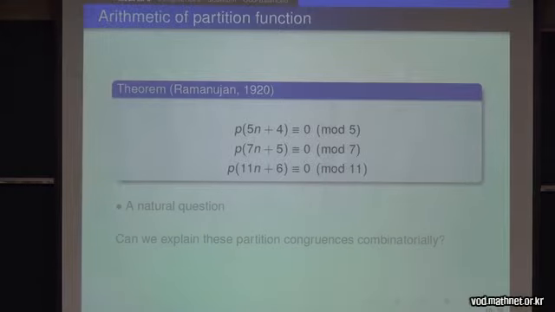And the partition function is a combinatorial object, so a natural question is why p(5n+4) is divisible by 5. Why is p(7n+5) divisible by 7? So people wanted to find some combinatorial explanation of why this type of congruence holds.